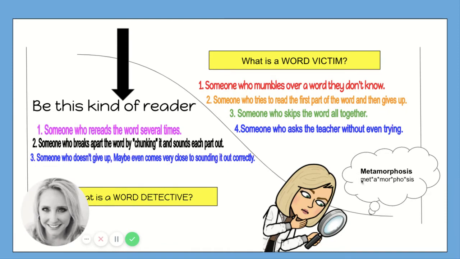And the word is really big. It's a scientific word, and I'm going to take it apart. I'm going to break it apart. So I'm going to model that for you.